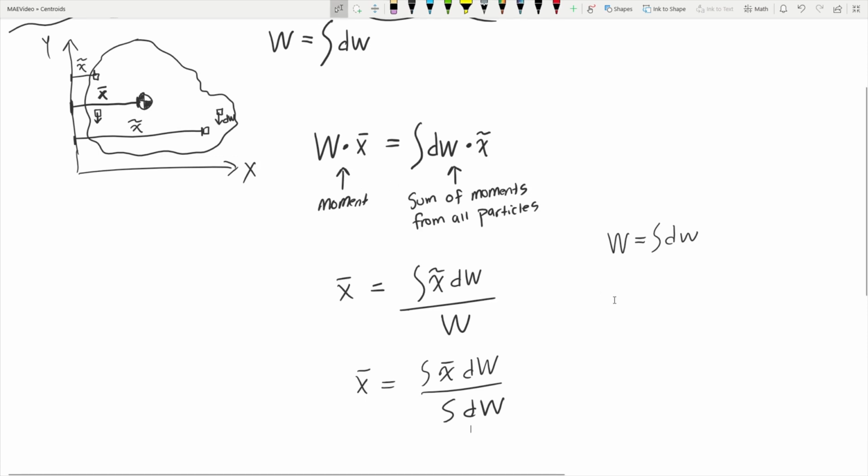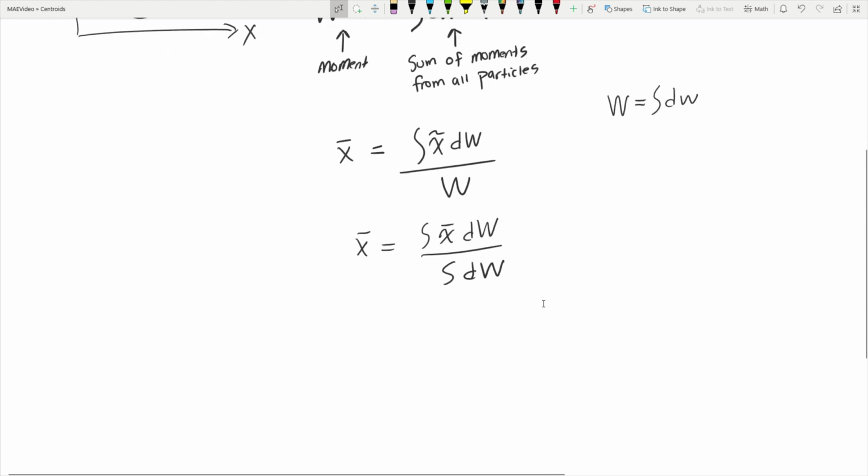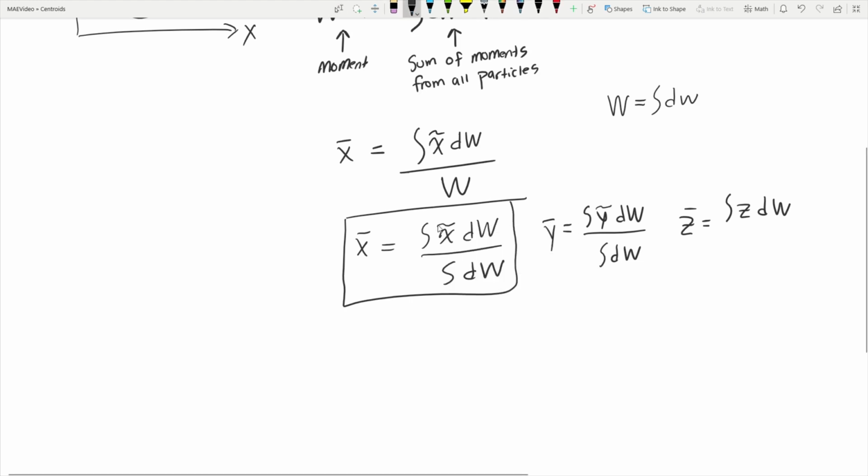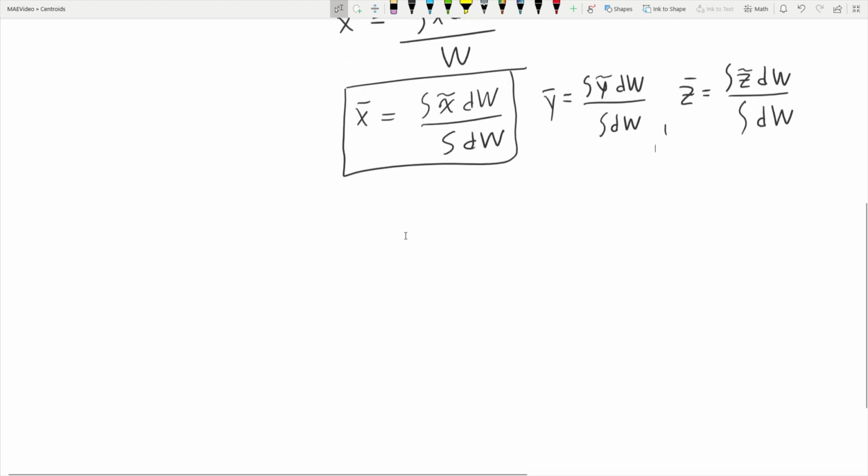The same expression can be written for the y and z coordinates as well. So this right here is our x bar. Likewise, y bar and z bar. Sorry about that, these are tildes, not bars. So those are your centroid equations for each coordinate, the x, y, and z.